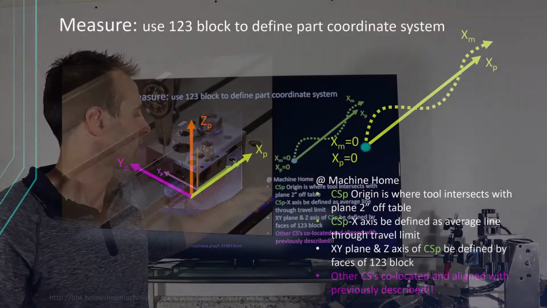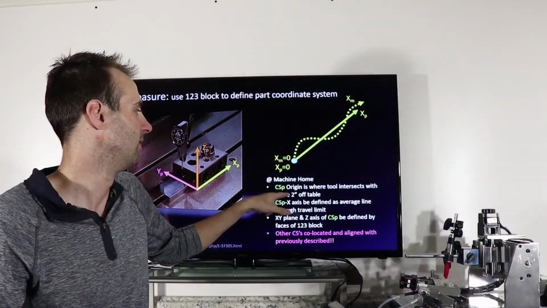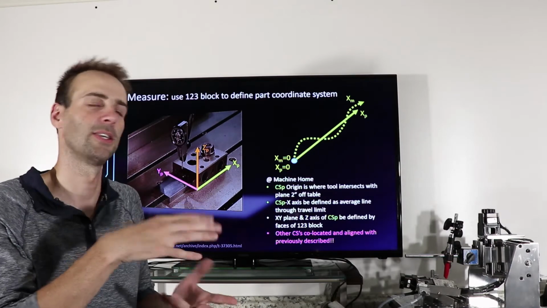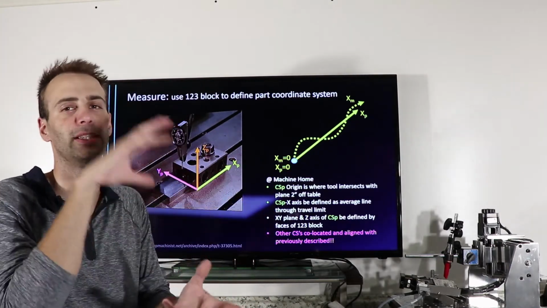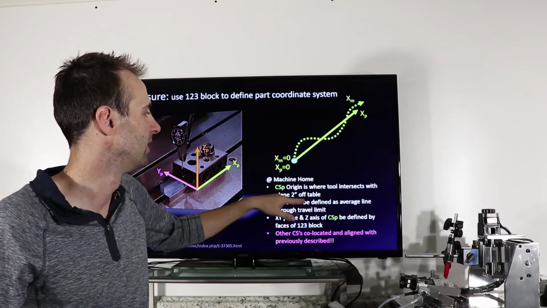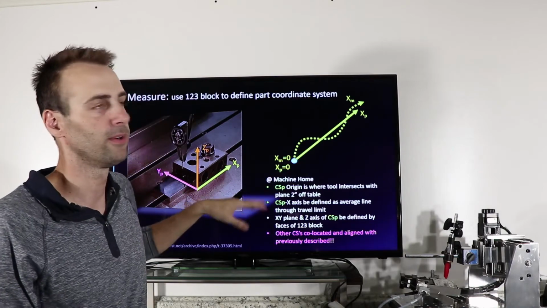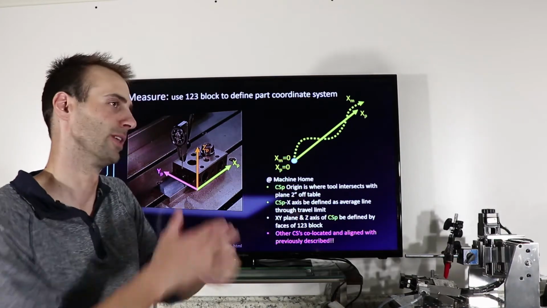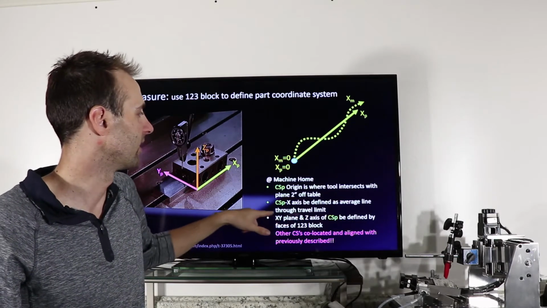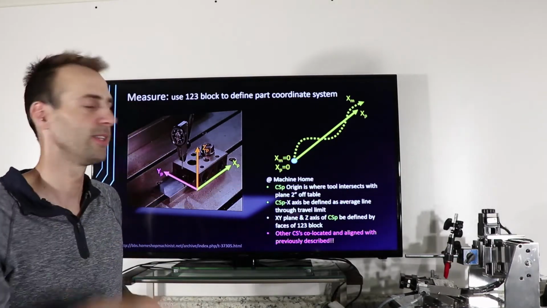The coordinate system for the part origin is where the tool intersects with the plane 2 inches off the table, okay? That's because I normally have things in the vise, and my part's about this tall, so I'm going to say the origin is where the tool intersects the plane of the table or the vise, and then I go plus 2 inches from there. Then my x-axis is defined by the average line through the limit of travel, or your ability to measure that, okay?